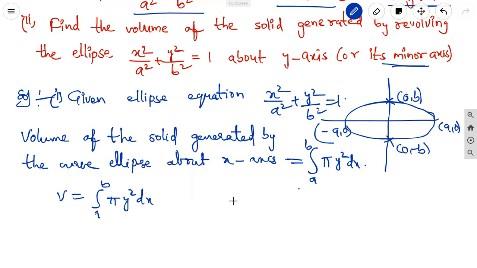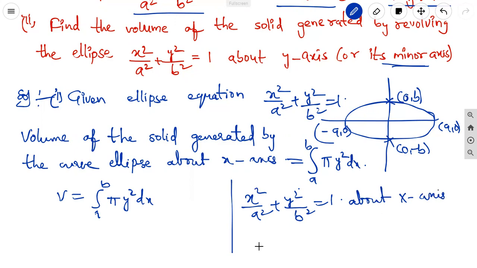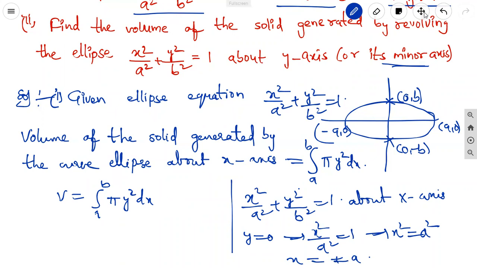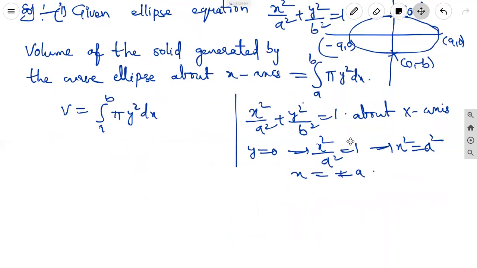Why? Because about x-axis. For that, we can take the curve x square by a square plus y square by b square equal to 1. About x-axis means we can take y variable is equal to 0. Then x square by a square is equal to 1. From this, x square equal to a square. Then x values are plus or minus a. Those are the limits. And from the curve, y square by b square is equal to 1 minus x square by a square. Let it be equation 1.